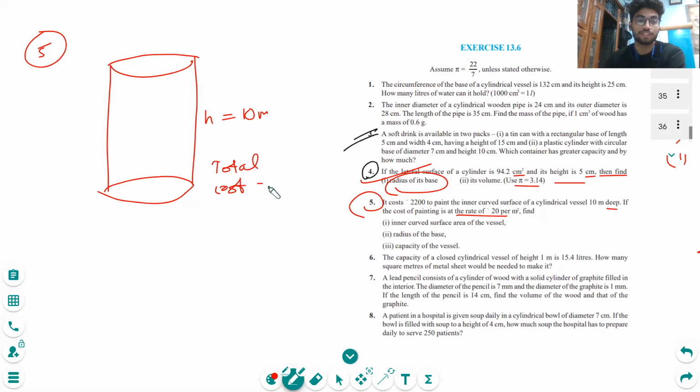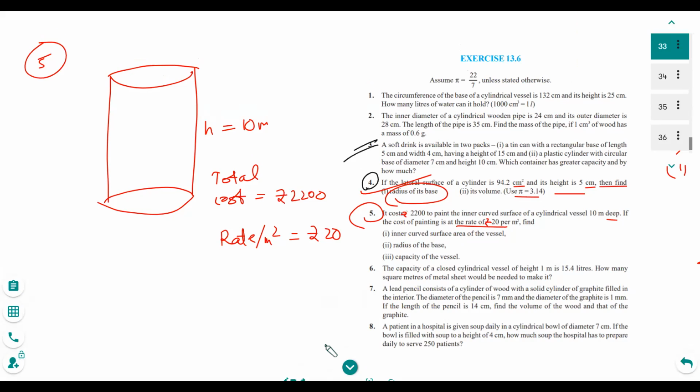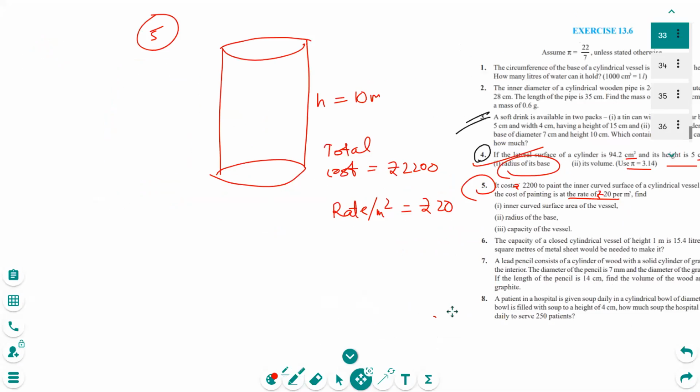So total cost is 2200, if you read the question, right? And my rate per meter square is rupees 20. I don't know why they are not writing the rupees. Yes. Find the inner curve surface area here. Now before coming to finding that out, I need to talk about something.